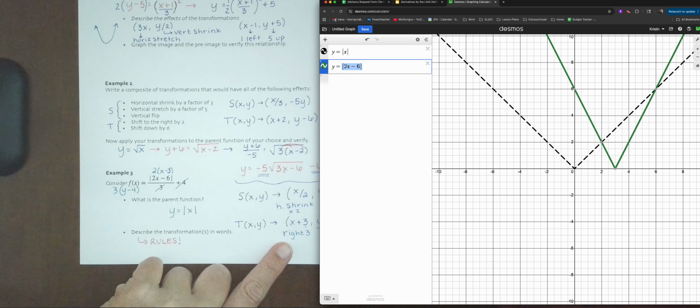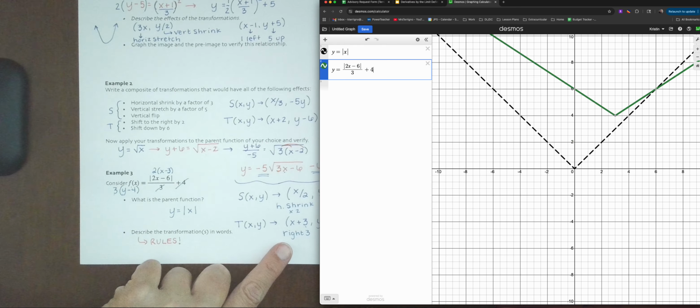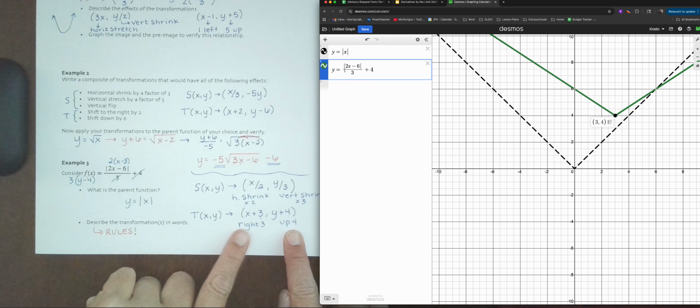Okay, back to what we were doing. This was all divided by 3. Okay, notice that stretched it back out again because what that did was a vertical shrink, which pushed everything back down. And then a +4, which we're expecting to shift it up by 4, which it did. That's where that's at. Okay, so you can notice that new vertex is at 3, 4, and that's because of this shifting right here, the right 3 and up 4.